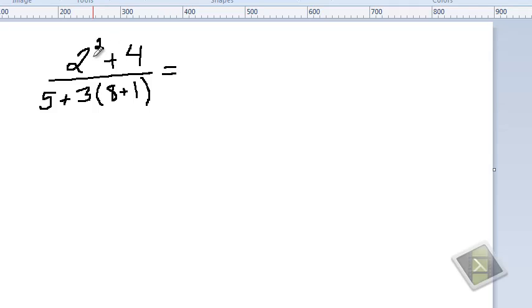So here on top, no parentheses, but there are exponents. 2 squared, 2 times 2 gives you 4. And then plus 4. And we have everything on the bottom, but I'm not worried about that yet. 4 plus 4 on the top gives me 8. So I know on top I have 8. Now we got to worry about the bottom. I'm going to come back to this step.